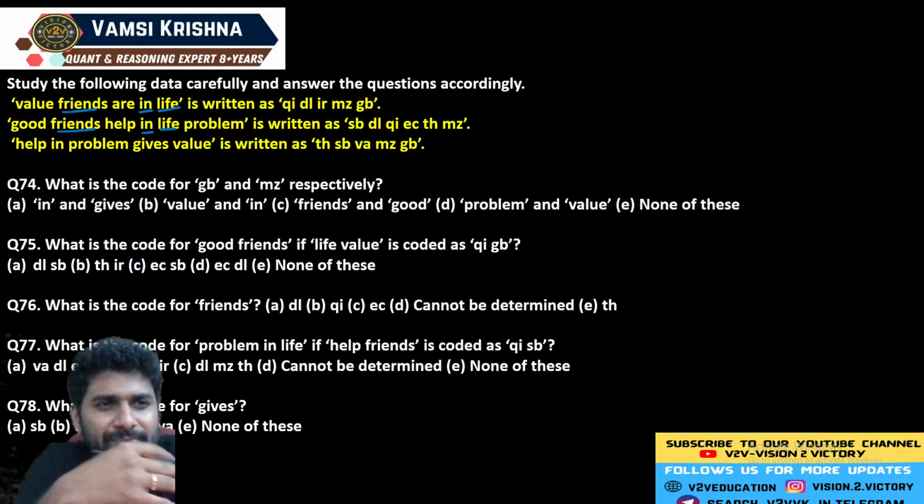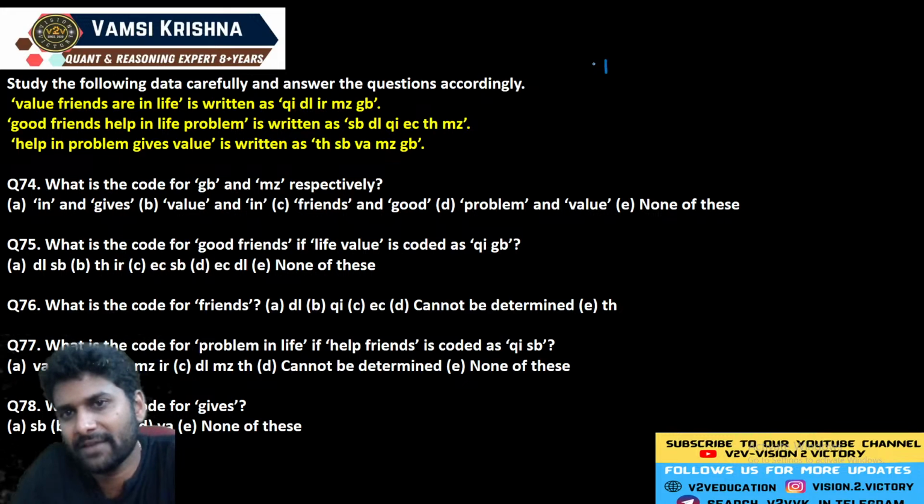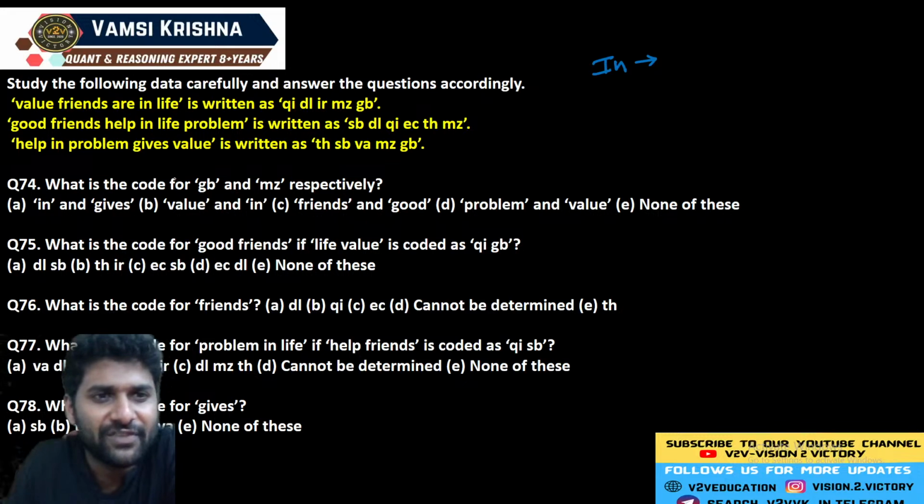Check that most repeated one. See here value, here value. And friends and R are not repeated, but in is also repeated. In is repeated in three places. Let me see. What is the code language for in? Can anyone tell me? What is the code language for in? See, we have in, in, in.